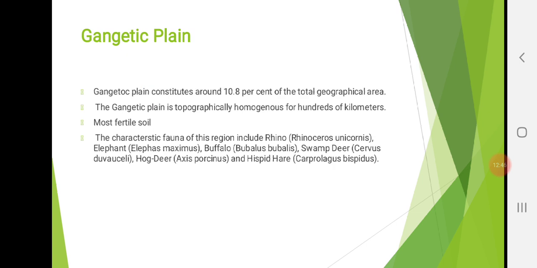Gangetic Plain. Gangetic Plain constitutes around 10.8% of the total geographical area. The Gangetic Plain is topographically homogeneous for hundreds of kilometers, and this area contains the most fertile soil. The characteristic fauna of this region include rhinoceros, elephant, buffalo, swamp deer, hog deer, and hispid hare. So these are the species found in this region, and this region has the most fertile soil.